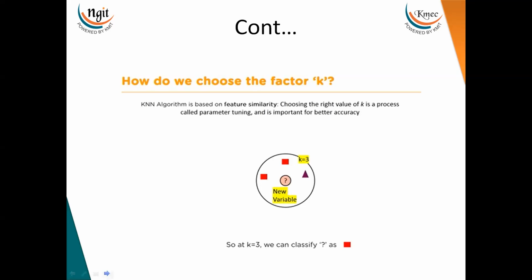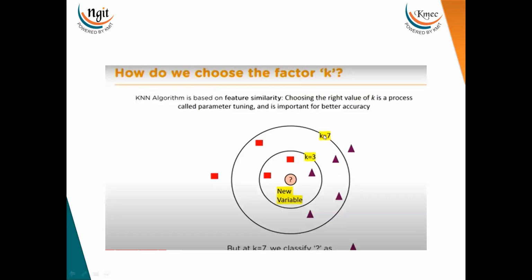Fine. Now take another example. Here I'm taking k value 7. If I'm taking k value 7 and I want to find the label of the new data point, you can see here, my k value I have taken 7. Now I have to consider 7 neighbor points to this new data point. So if I consider 7 neighbors, then most of the neighbors belong to which class? Most of the neighbors belong to the triangle class. So we can say this new data point is a triangle, not a square.